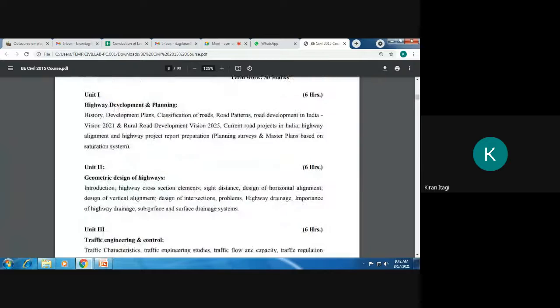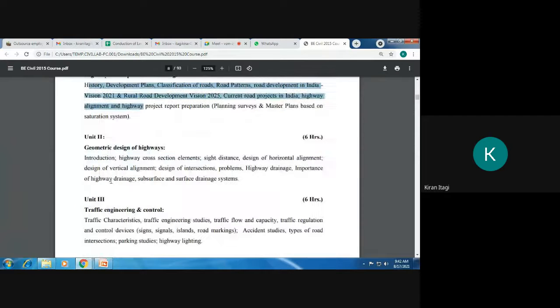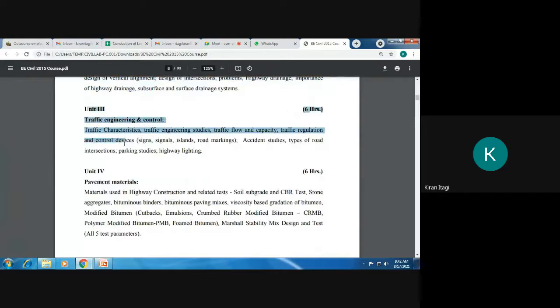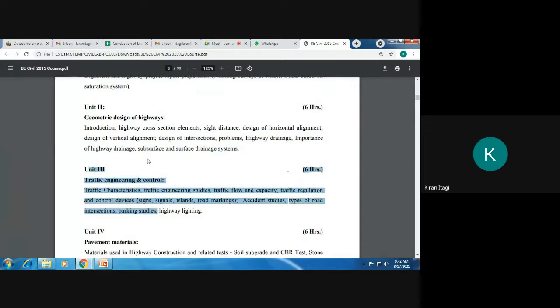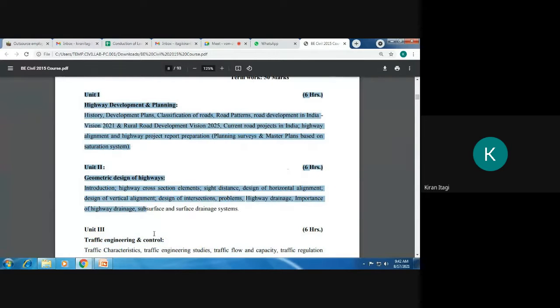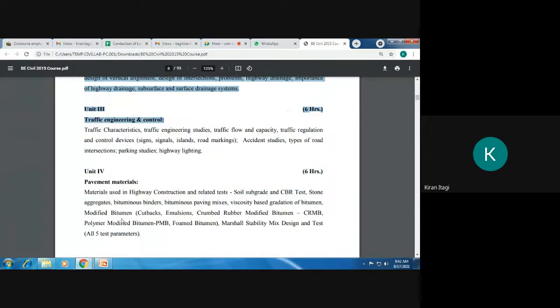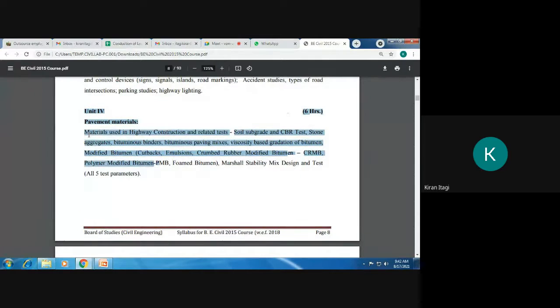So here the first, second and third units are very easy, and you can fetch full marks. If the mode of exam is offline, you can easily get 17 plus 17 plus 17 full marks from the first, second and third units. When you come to the fourth unit, here you have to remember the procedure: how to conduct a test, what is the permissible allowable percentage, etc. So here you have to memorize a little bit.